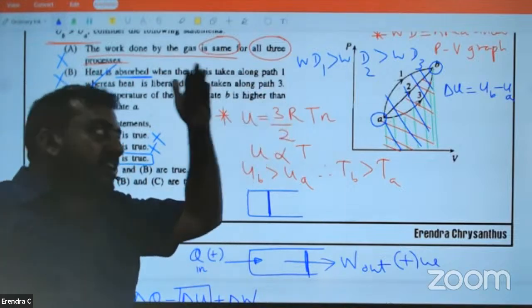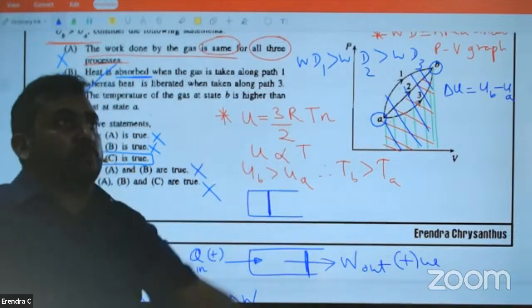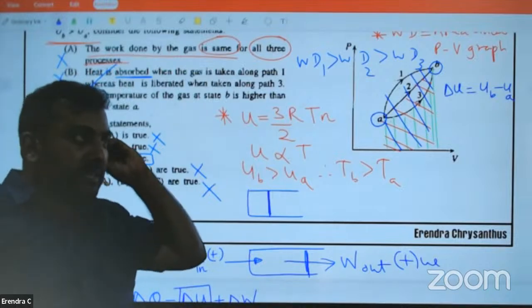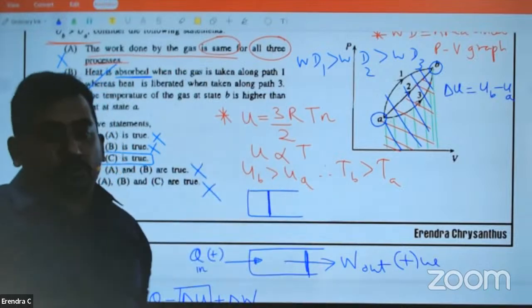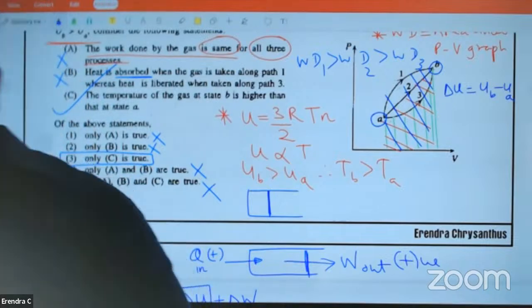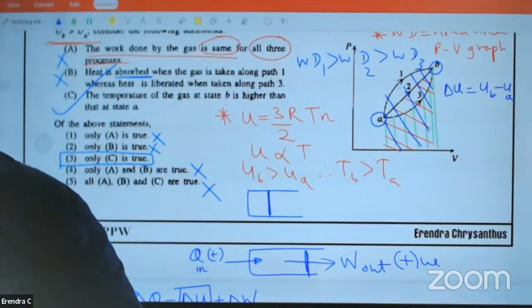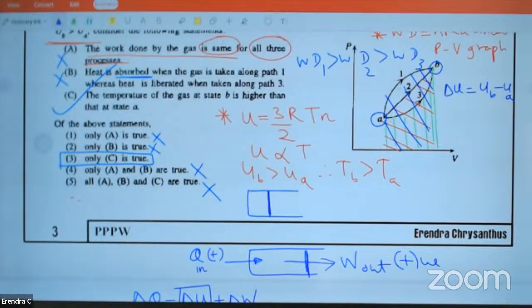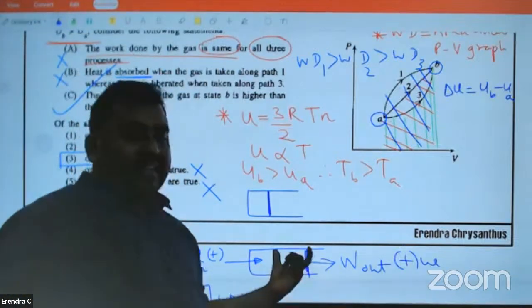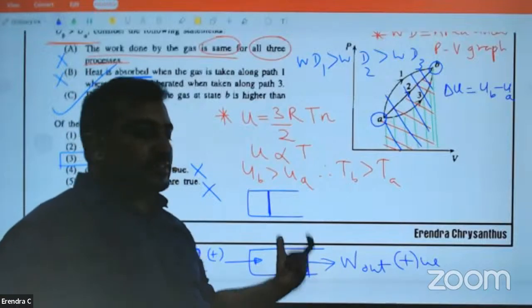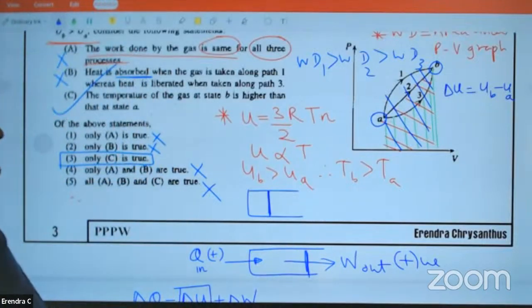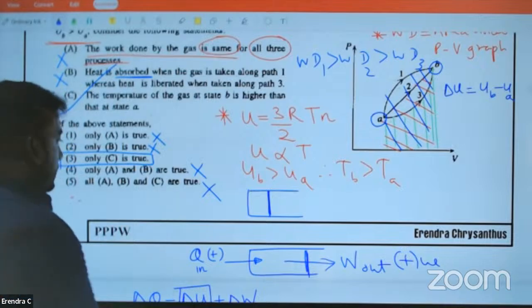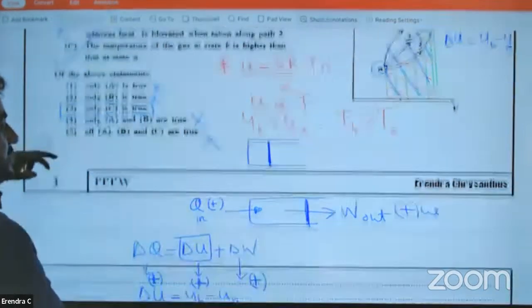We can observe that in all three processes there is a work output, and the internal energy change is also positive.